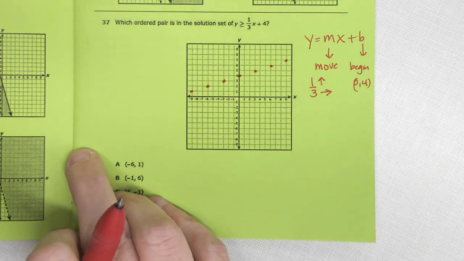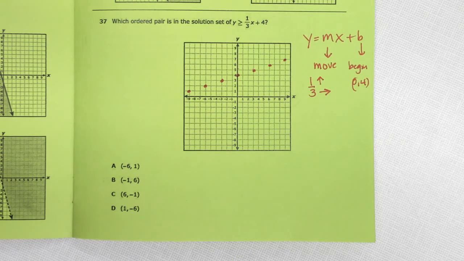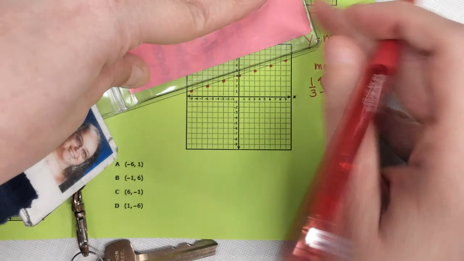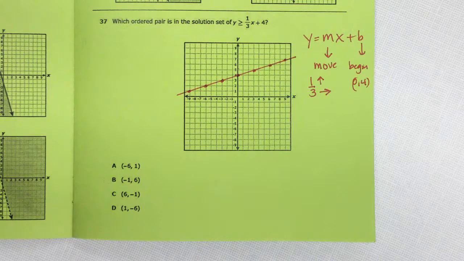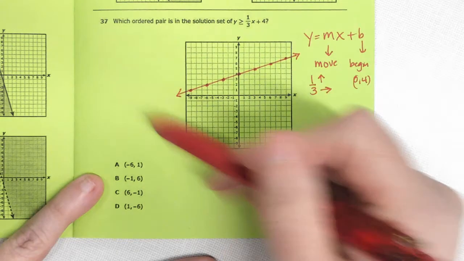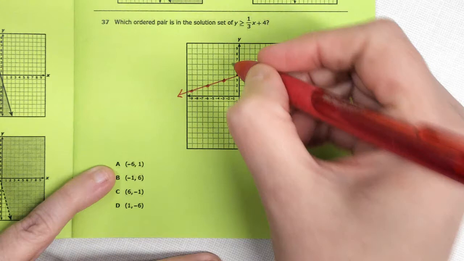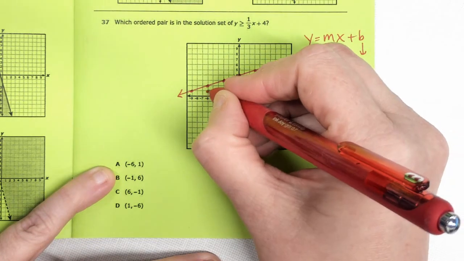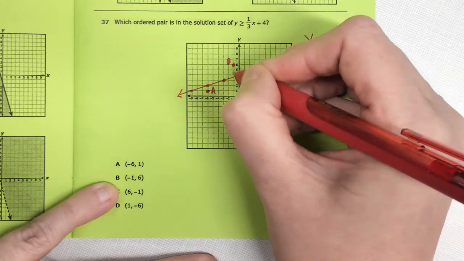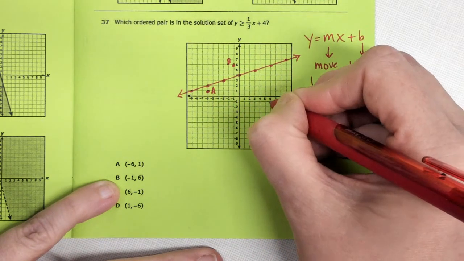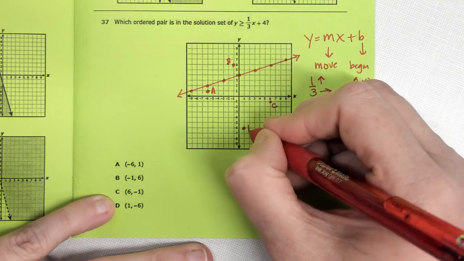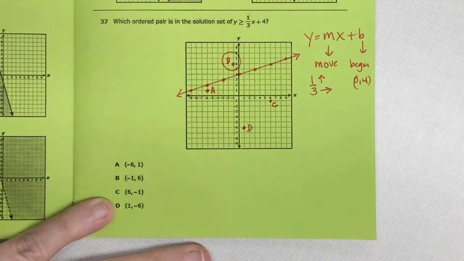And I can connect the points if I want to. I don't have to, but I can. It's no big deal. Okay. Now that I've done this, now I can plot these. So -6, 1 is A. -1, 6 is B. 6, -1. See, I already know the answer. 1, -6. There it is, up there all by itself.